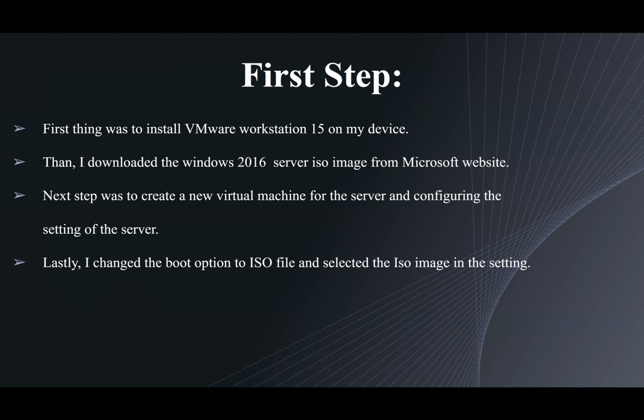I wrote all the steps of how I created my own network. First thing I did was install VMware. Then I downloaded the Windows 2016 server ISO image from the Microsoft website. Next step was to create the virtual machine for the server and do all the configurations. Lastly, I boot the ISO and select the ISO image.